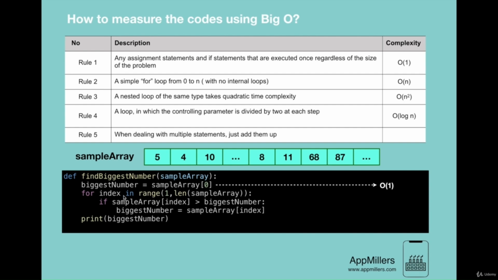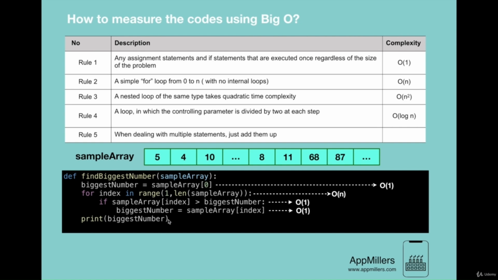Then we continue to the second line of this code. Here we created a loop. So according to the second rule, a loop takes linear time complexity, which means that here it takes O(n) time complexity. Then inside the loop, we have an if condition. And again, the first rule says that if statements take constant time complexity, which means that the if condition over here will take complexity of O(1). Then again, we have an assignment here. This will also take O(1) according to our first rule.